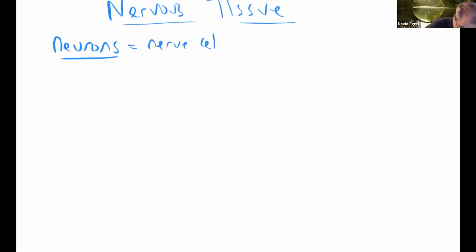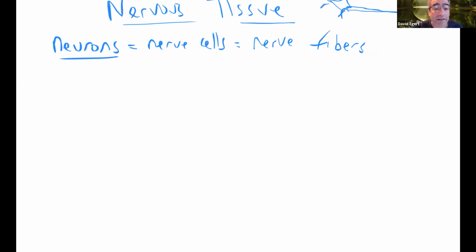So obviously, the famous cells are the neurons. These are also called nerve cells, also called nerve fibers. Fiber because they often have long processes that come off of them. It's like, fiber, a long, skinny thing. So nerve fibers, nerve cells, neurons, these are the most famous of the cells that make up your brain and spinal cord and peripheral nervous system, but there are other cells as well.